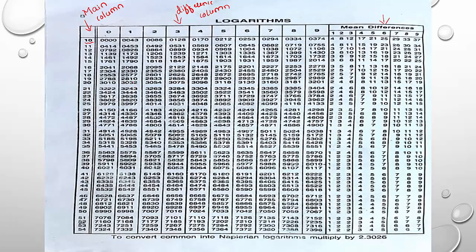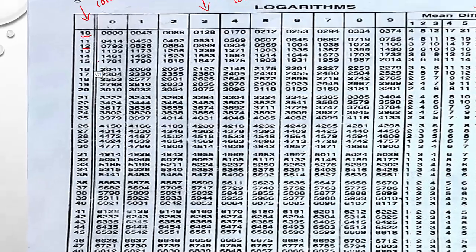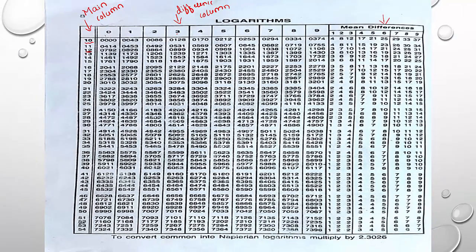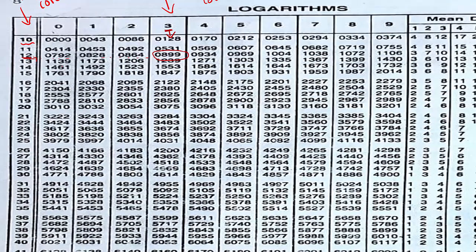So where is the number 12? Number 12 is here, from the main column. Then the third digit is 3. Where is 3 here? Here you can observe the number 3 from the difference column. Here we have to observe 12 and 3. You can see 12 and this is 3. So we can get this number. 12 we take from the main column, and 3 we consider from the difference column.